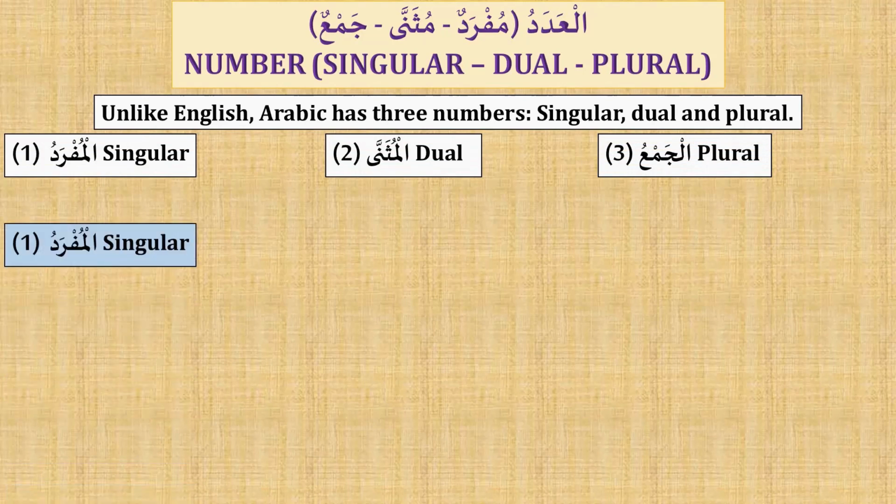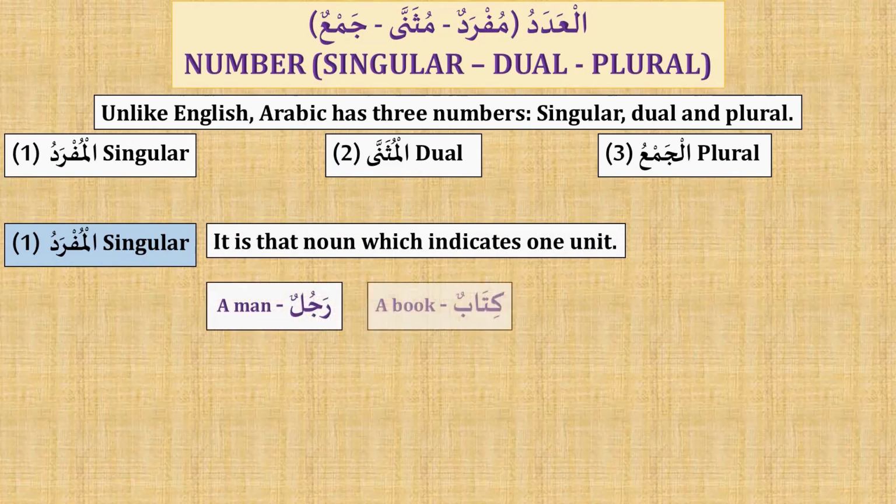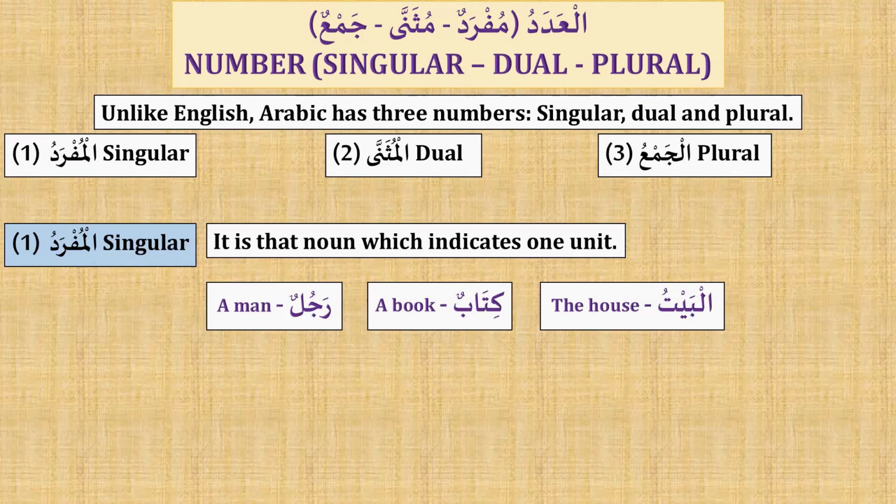The first one, al-mufrad, singular. It is that noun which indicates one unit, one object or one thing. Example, rajulun, a man. Kitabun, a book. Al-baytu, the house. There is no need to explain in detail here, but you can refer to our previous lesson to learn more about singular nouns. When does it end with dhamma, fatha or kasra? In this lesson we will only focus on dual and plural nouns inshallah.